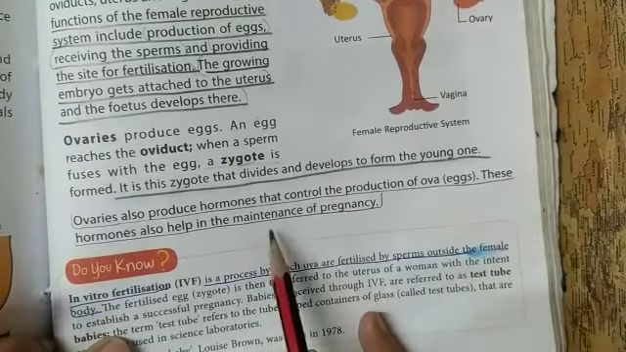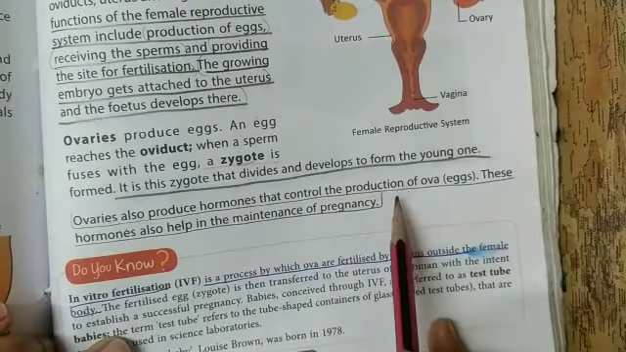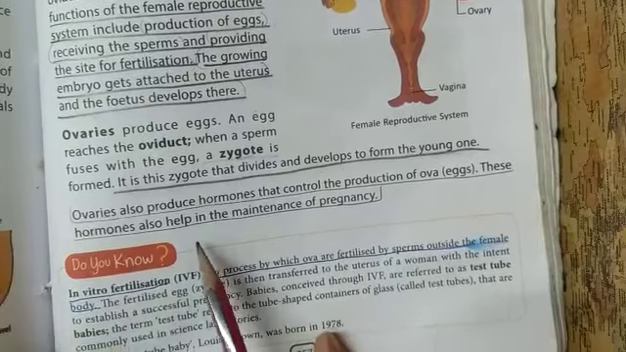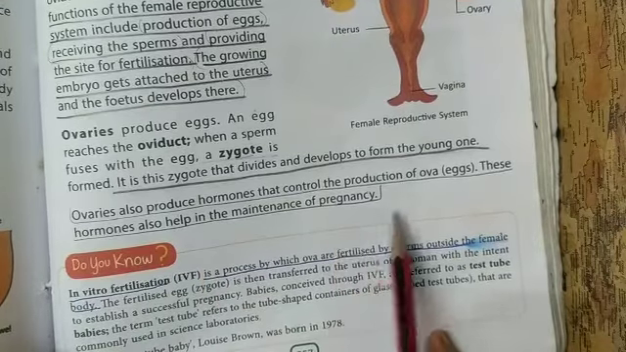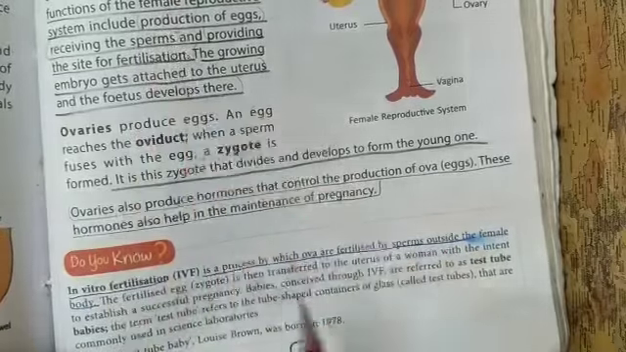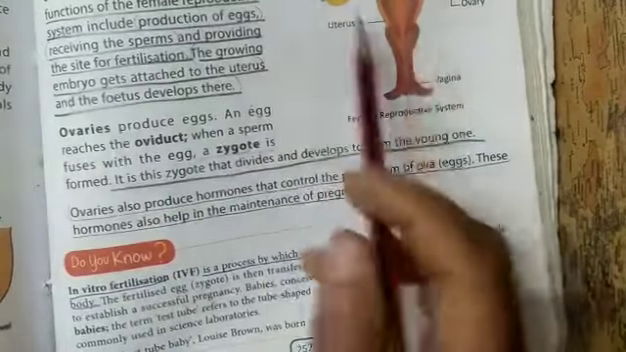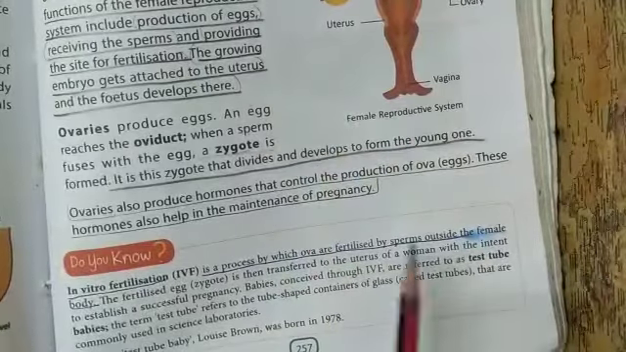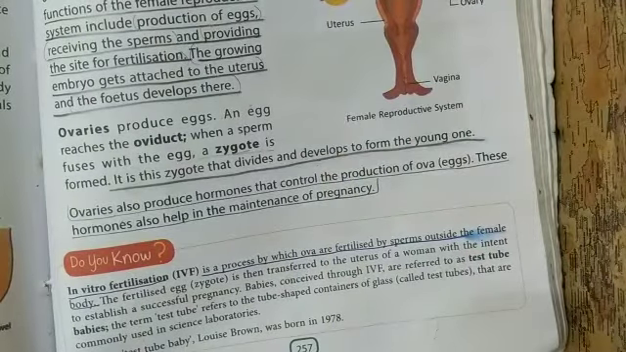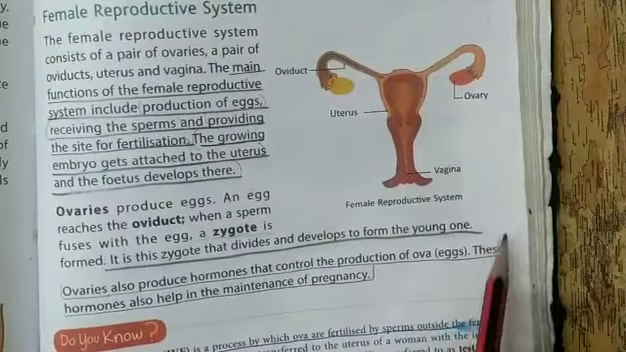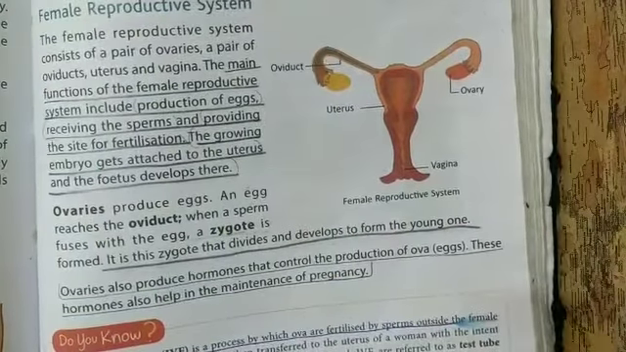Ovaries also produce hormones that control the production of ova. These hormones also help in the maintenance of pregnancy. So this is a very important portion. Read it, understand it, and try to form the diagrams of these. First diagram, male reproductive system, second, human sperm, and the third one is the female reproductive system. Practice this, beta.